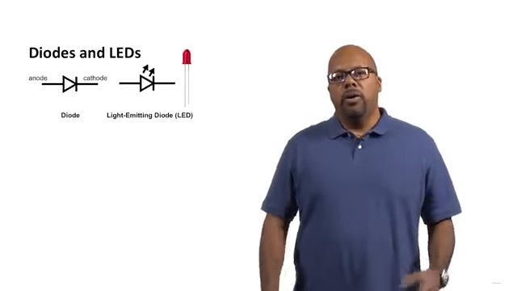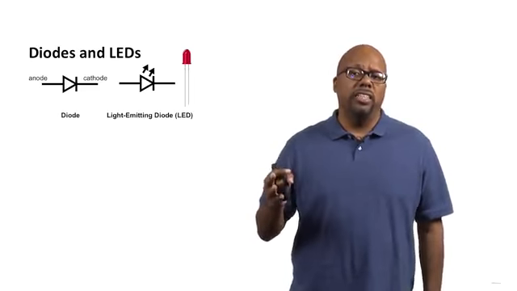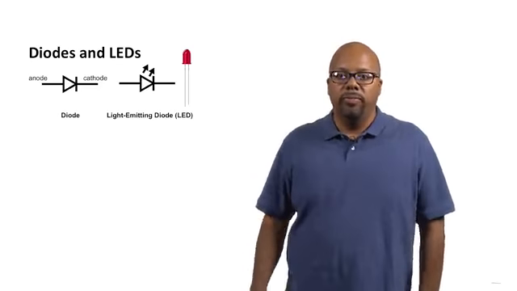So another important component are diodes. We're going to talk about two different types of diodes. Just general diodes. There are several varieties, but we'll just talk about general diodes plus LEDs, which stands for light emitting diode. Right? So that's also a diode. It just emits a light when current flows through it.